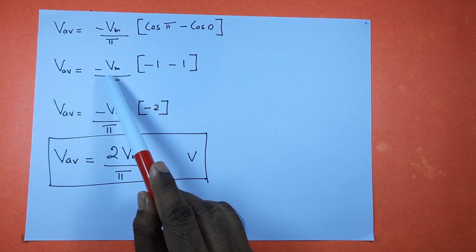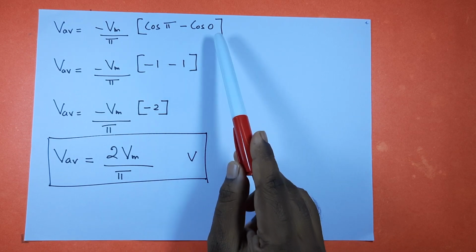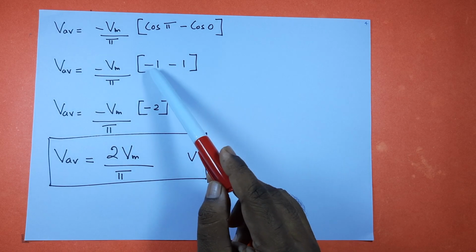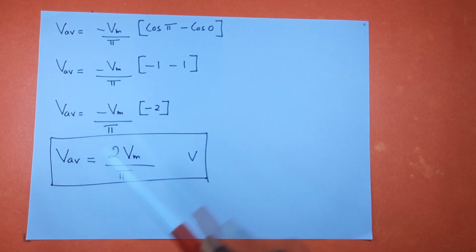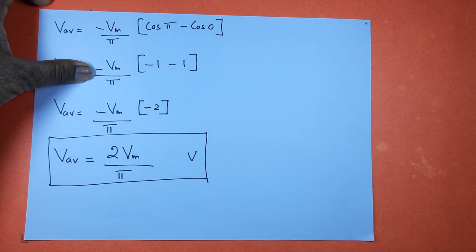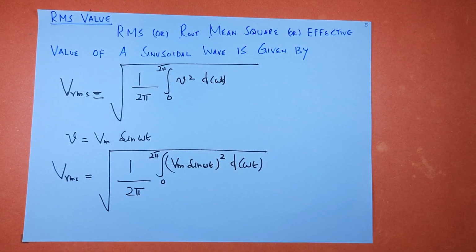V average equals minus Vm by pi. Cos pi is minus 1, minus cos 0 is 1. V average equals minus Vm by pi times minus 1 minus 1, that is minus 2. Now this minus and minus become plus. V average equals 2 Vm by pi. So this is the expression for the average value. Next topic is RMS value.